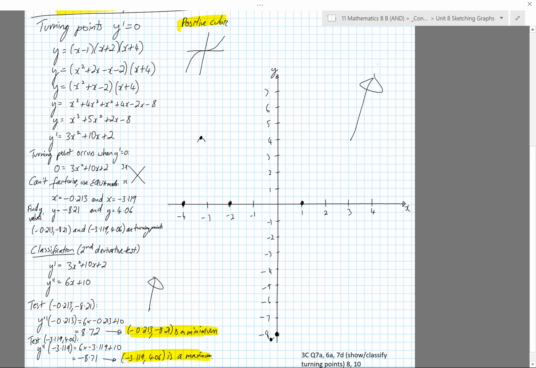So with all that information in mind, I should be able to play my really sophisticated game of dot to dot, and I'll be able to go through these guys, through my minimum, through my turning point, through my y-axis intercept, and through my final x-axis intercept. Make sure I label my graph.